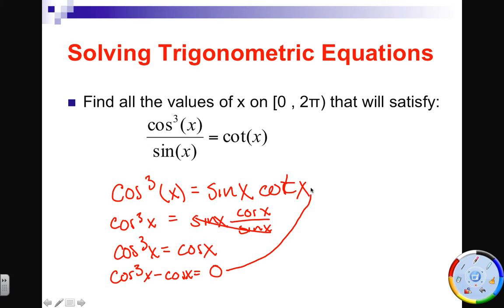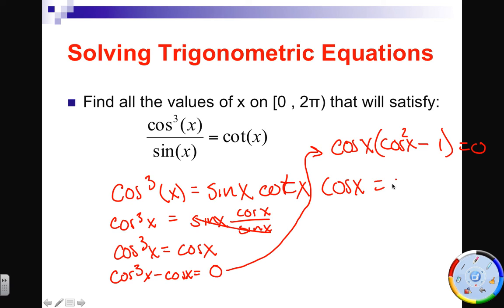And again, you know how to do this because I'm going to factor out a cosine x. And I'm going to get cosine x times cosine squared x minus 1 equals 0. Oh, I know also for polynomials that means that cosine of x is equal to 0, and cosine squared x minus 1 equals 0, which means, obviously, if you add 1 and take the square root, you get cosine x equals plus or minus 1.